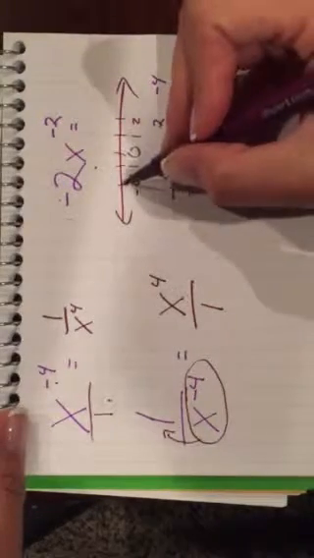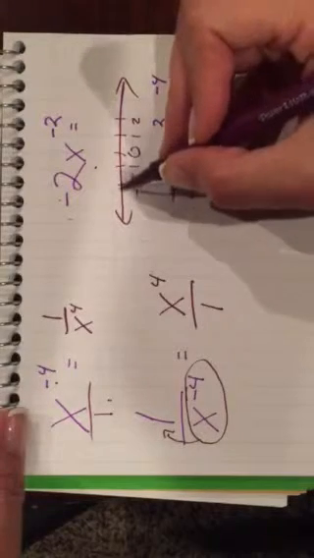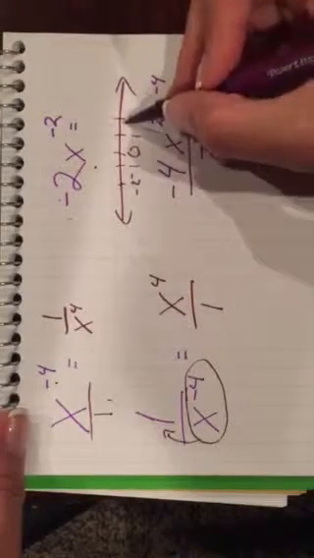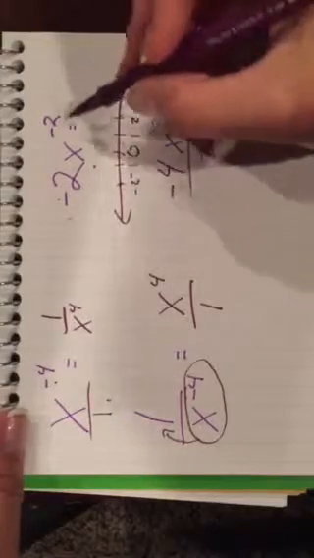So this is just a 2 that, oh, my cat's coming to say hello. This is a 2 that is opposite of regular 2.